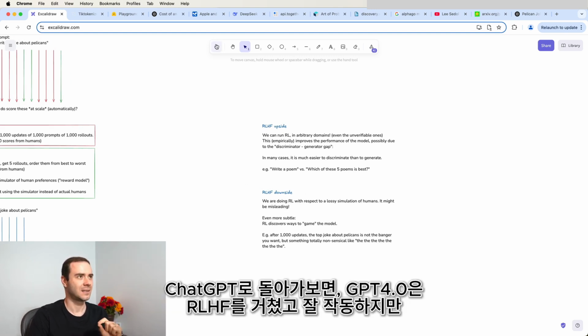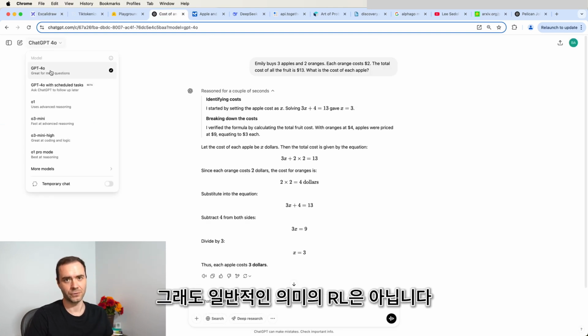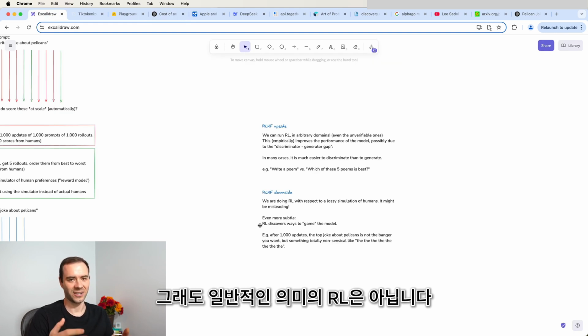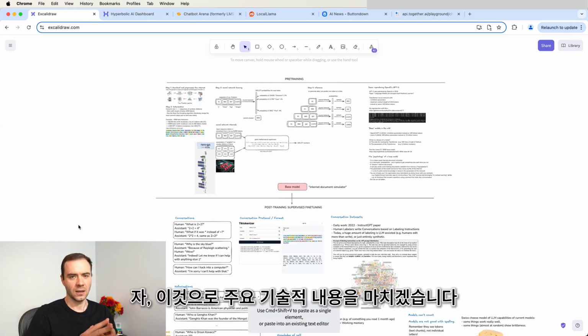And indeed, if we go back to ChatGPT, the GPT-4o model has gone through RLHF because it works well, but it's just not RL in the same sense. RLHF is like a little fine-tune that slightly improves your model, is maybe the way I would think about it. Okay, so that's most of the technical content that I wanted to cover.